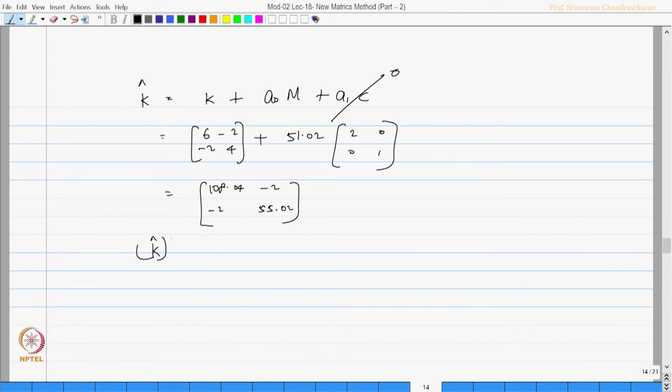I can use the standard subroutine to compute the inverse. So, I get k hat inverse as, you can check this value, 0.0093, 0.00034, 0.00034 and 0.0182. I request you to please check this value before you proceed. It is a standard solution, you can obtain this.